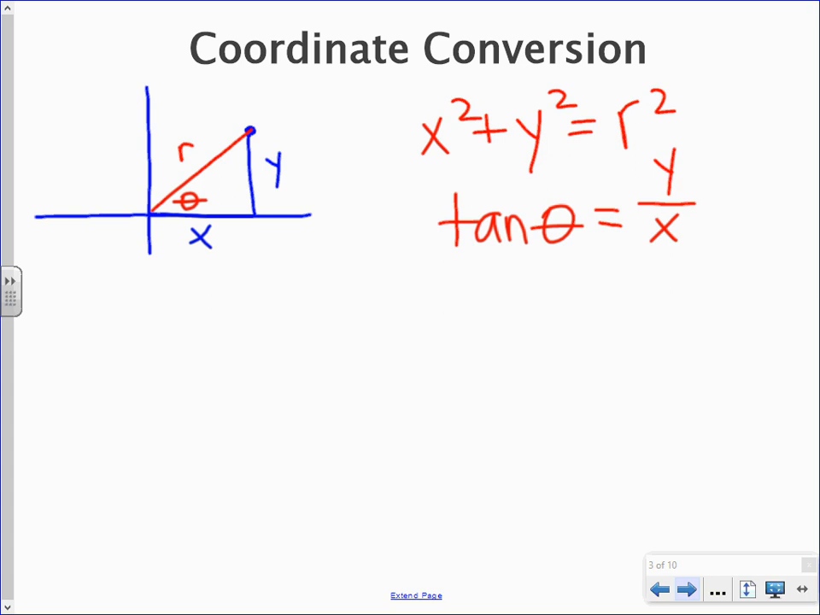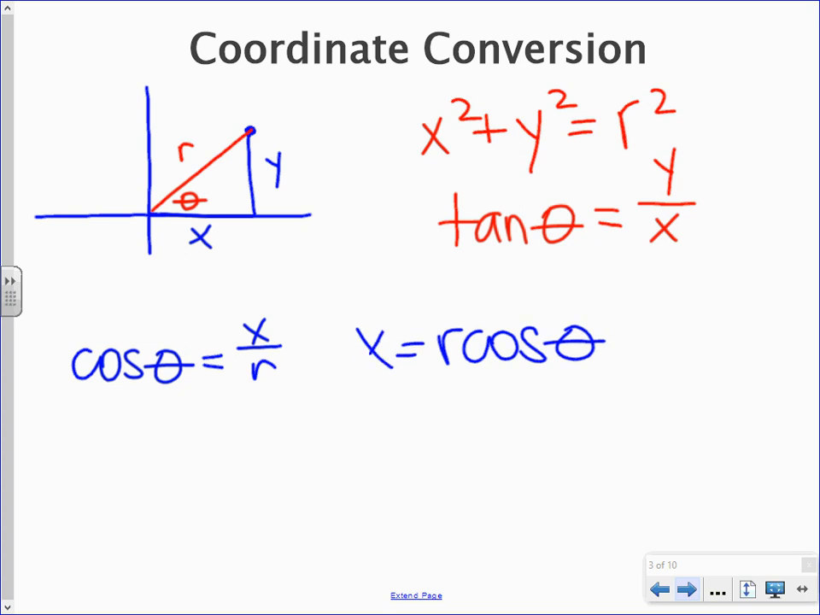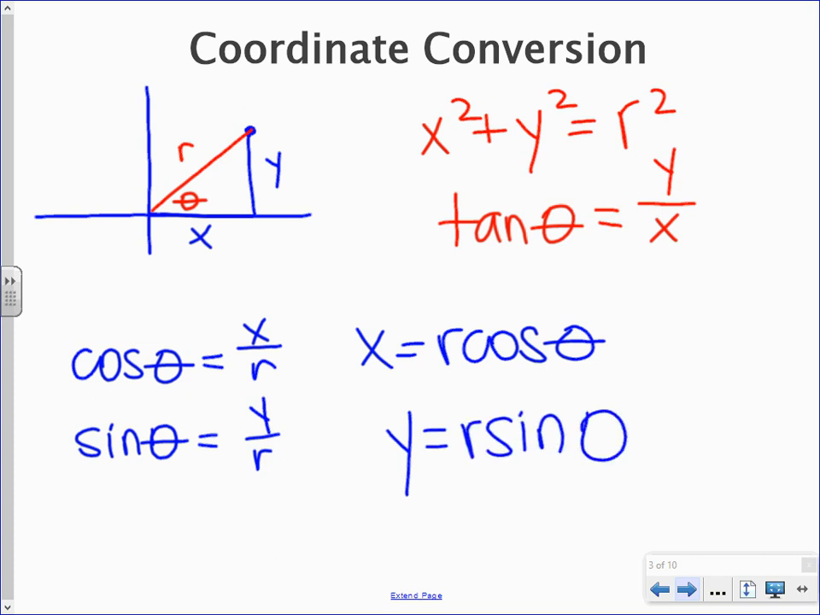Okay, if we think about knowing r and theta, we know the hypotenuse of this triangle and we know the angle. So if we're looking for x, the adjacent side, right, we know that the cosine ratio of theta better be x over r. Do you agree with that triangle relationship? So yes, r times the cosine of theta would equal x. And we can do the same thing. We know that the sine ratio of theta is opposite over hypotenuse. So our y value would be r times the sine of theta.